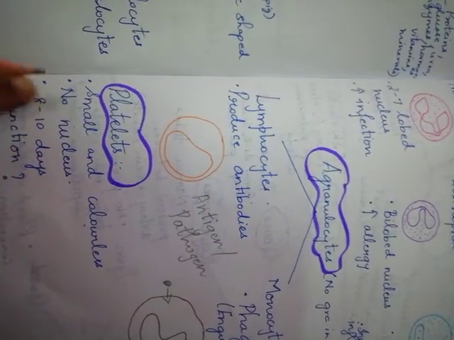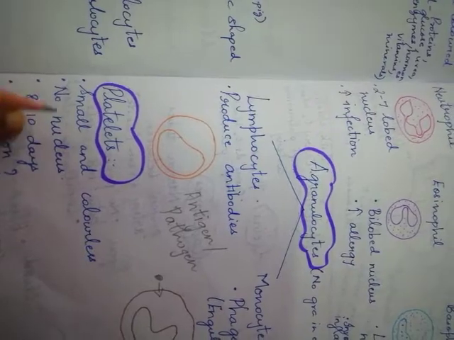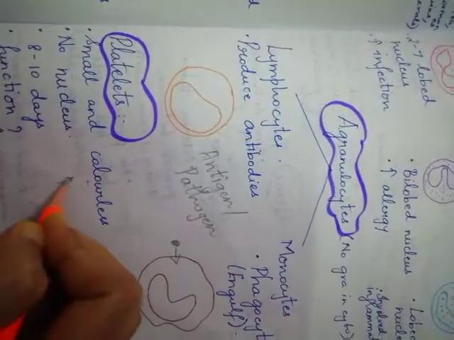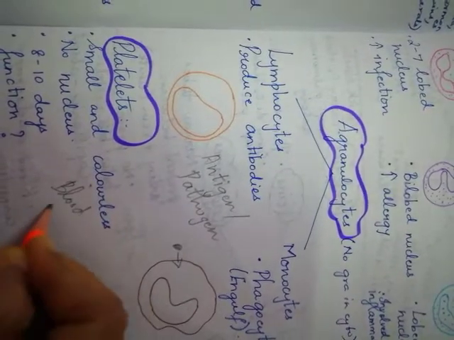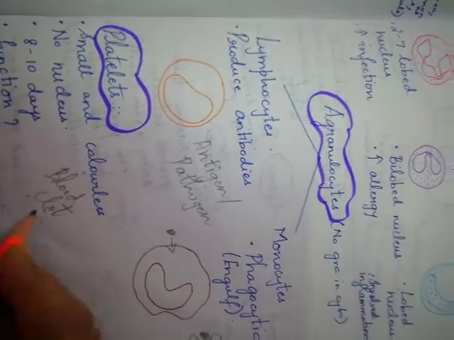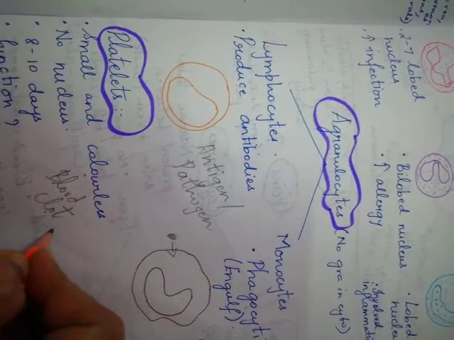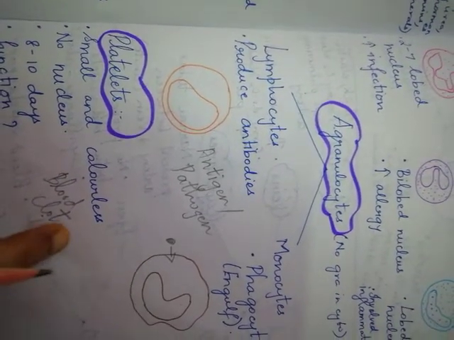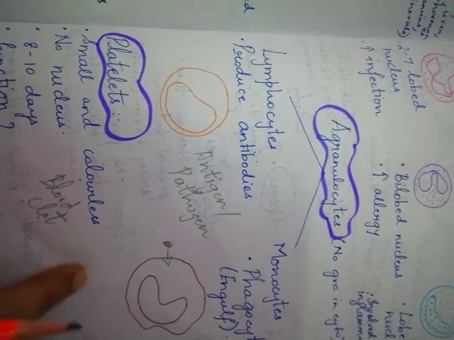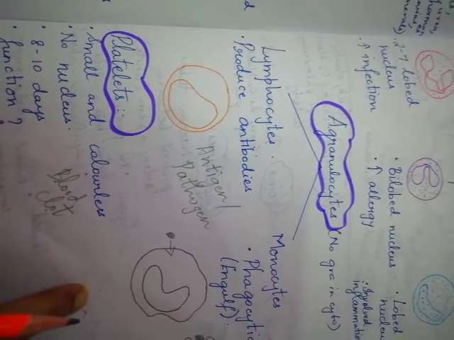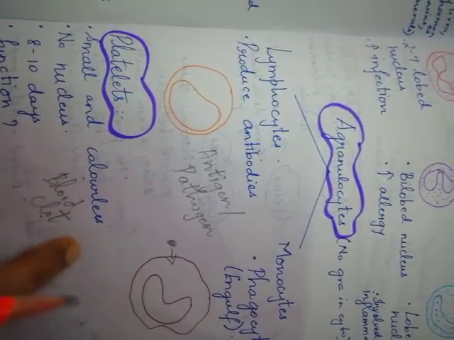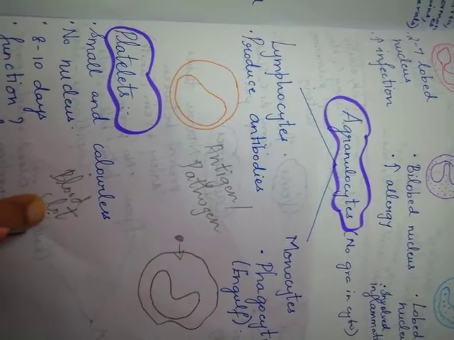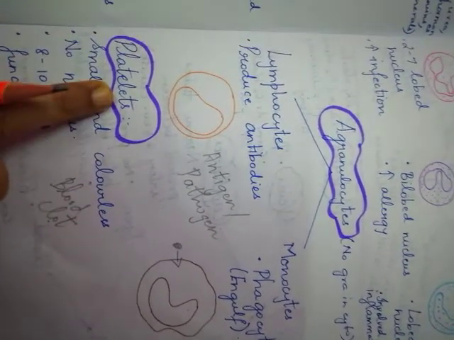And what is the main function of platelets? They are involved in blood clotting. Their main function is blood clotting. When you have any injury in your body and the blood starts to bleed, what happens? After some time, the blood clots and bleeding stops. How does this blood clotting happen and bleeding stop? With the help of platelets.